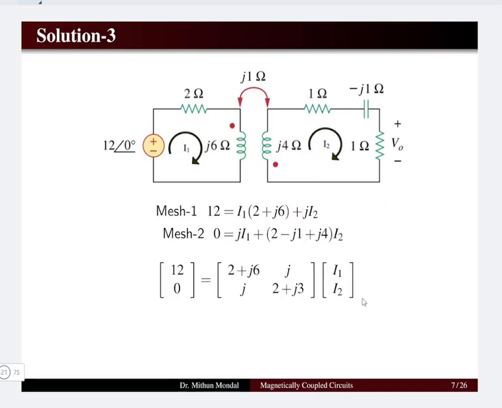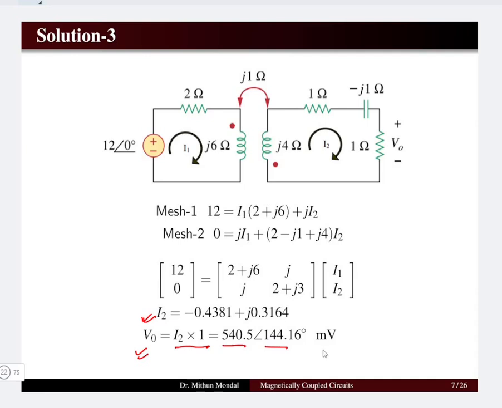Now we can form that in the form of a matrix and we can solve for the unknown variables, which are I1 and I2. In this case, we need to find the potential V0. So the current I2 multiplied with the resistance of 1 ohm will give the potential V0. So after determining the current I2, we can find the potential V0 from Ohm's law, current multiplied with the resistance, which comes to be 540.5 angle 144.16, and the value is given in millivolts.